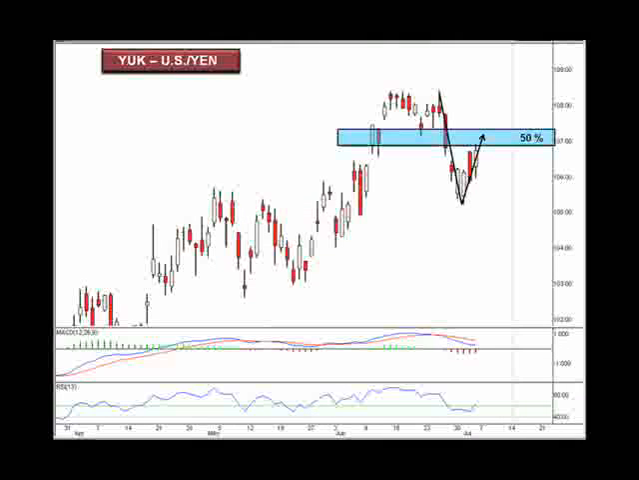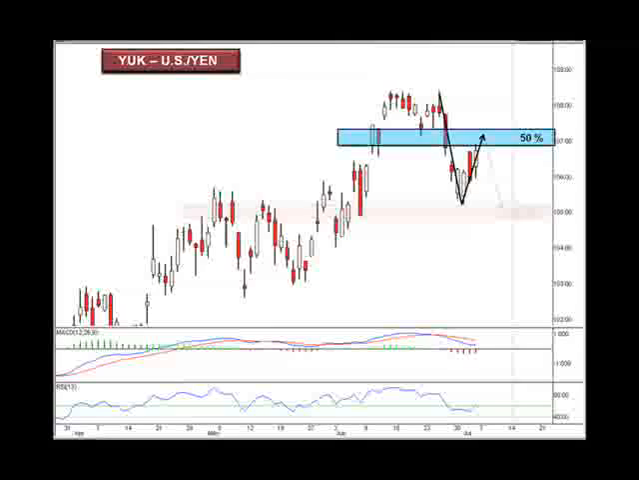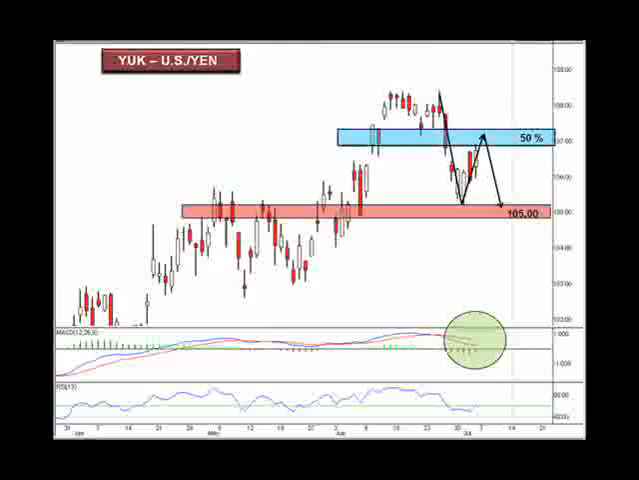At this point, we're actually testing a 50% retracement of the previous move, which suggests that we may get a little bit of a drop to the downside. Should this happen, a measured move or an extended move would see us play right back down into that 105 mark. Both our MACD and our RSI are showing a little bit of a difference of opinion here.